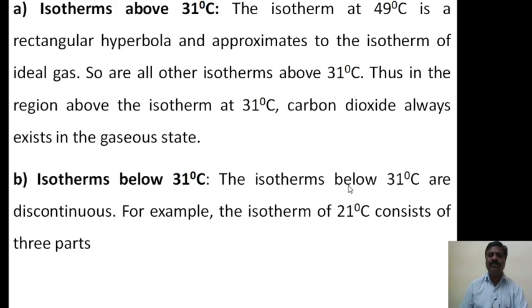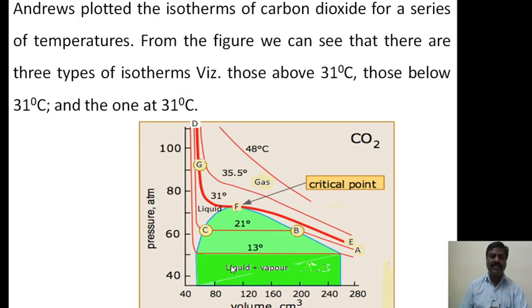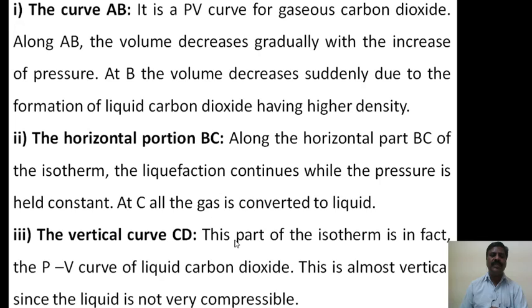The isotherms below 31 degrees Celsius are discontinuous, meaning it is not constant but changes rapidly across different portions. For example, the isotherm of 21 degrees Celsius consists of three parts. At 21 degrees Celsius, these three parts will be there. How do we explain it?